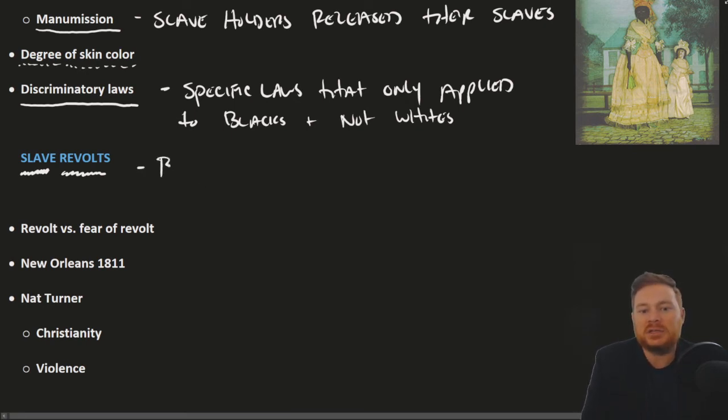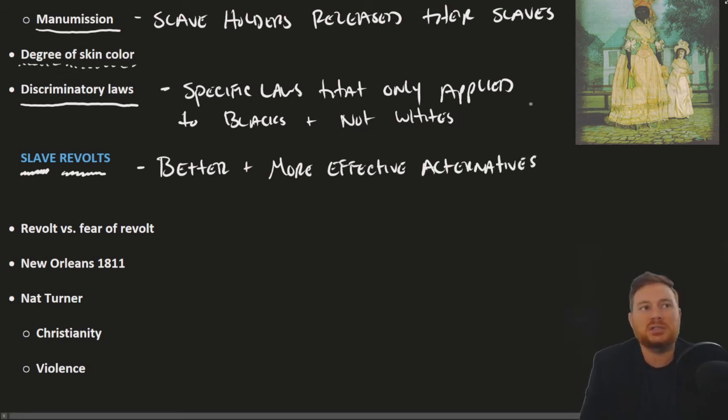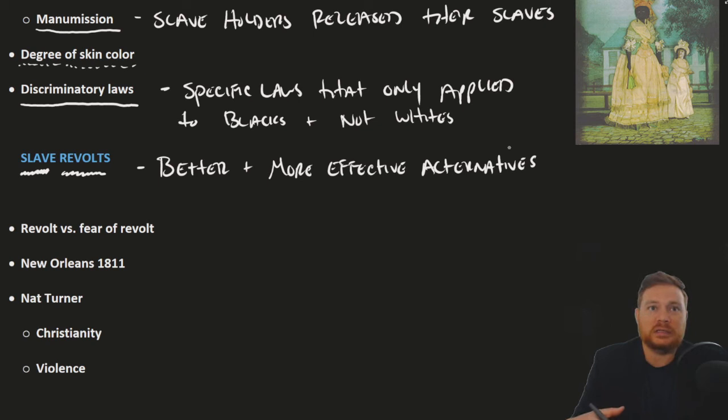Mainly for slaves, there were just better and more effective alternatives. Recall that the enslaved population in the United States does not outnumber the free white population. That's different than pretty much any other slave society in the South. Most slaves in the United States are more spread out, the difference between a place like Jamaica or Haiti as compared to Texas or Georgia.